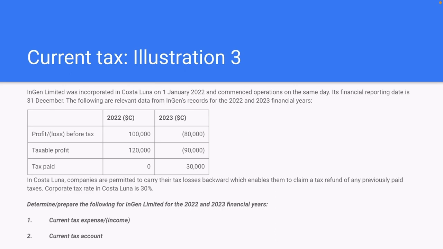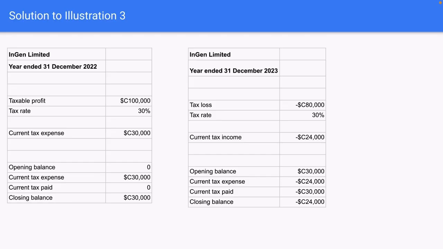They've also said that the corporate tax rate in Costa Luna is 30%. So this is the background information. Now to the question. The question says, determine the current tax expense for the 2 years, 2022 and 2023, and also prepare the current tax account for the 2 years, 2022 and 2023. So that takes me to the next slide.